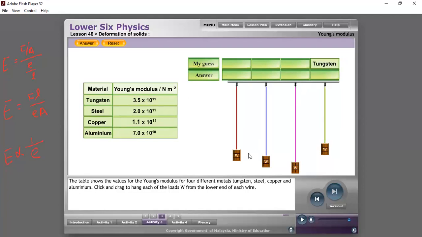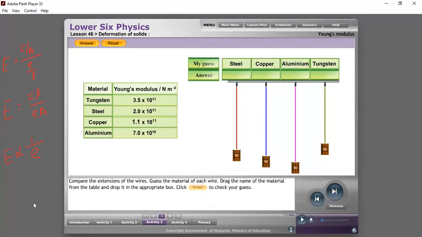Next, second will be steel. Copper will be the third, and the longest extension, the greatest extension, will be the smallest Young's modulus.